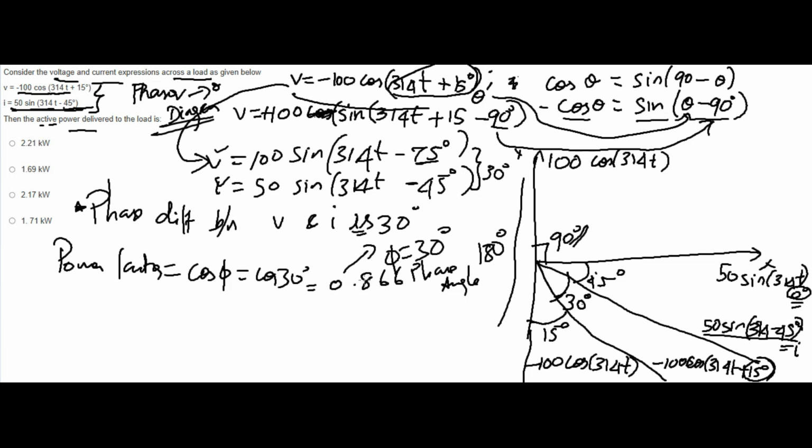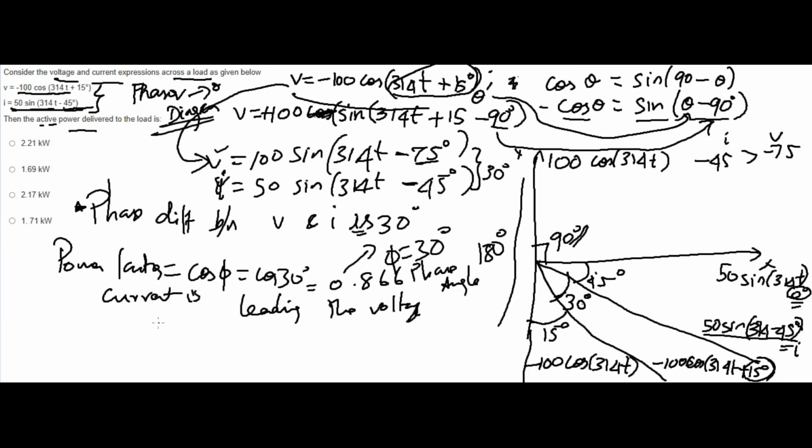Now listen here, it is leading. This one is I, is it right? Here the current is leading the voltage. This is minus 45, then minus 75. Always minus 45 is greater than minus 75, is it right? So the current is greater than the voltage, so here the current is leading the voltage. Don't forget this one.